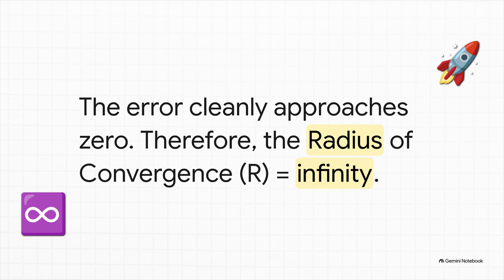Using Taylor's theorem, we look at the remainder. Because the derivatives of sine and cosine can never physically be larger than 1 or smaller than negative 1, the numerator of our error term is capped. Because of this, as n goes to infinity, that massive factorial in the denominator completely overpowers the numerator, causing the whole error fraction to cleanly approach 0 for absolutely any value of x. Therefore, the series perfectly represents the function everywhere. We say the radius of convergence R is infinity.